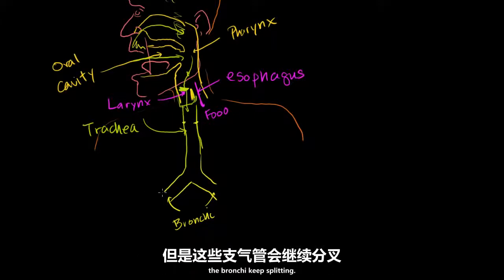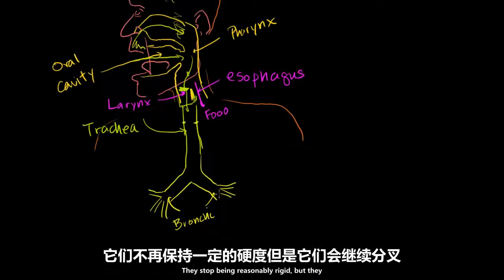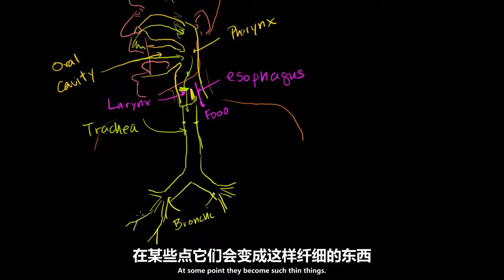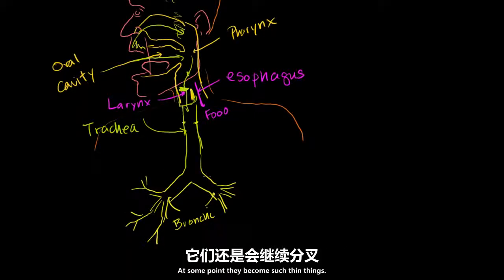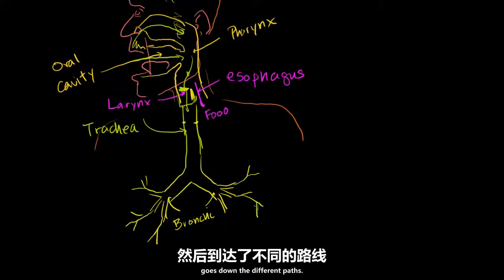But the bronchi keep splitting. They keep splitting into smaller and smaller tubes, just like that. And at some point, they stop having cartilage, so they stop being reasonably rigid. But they keep splitting off. So I'll just draw them as these little lines at some point. They become such thin things. They just keep splitting off. So the air just keeps splitting off and spreads and goes down to the different parts.